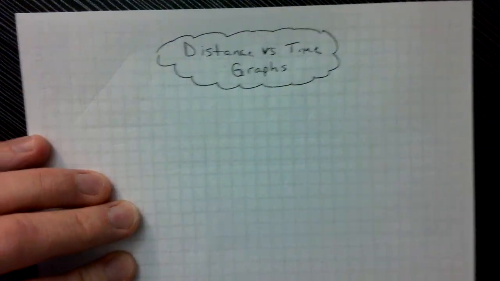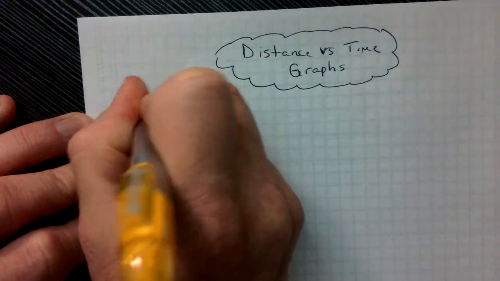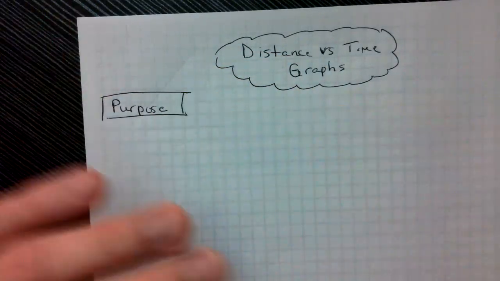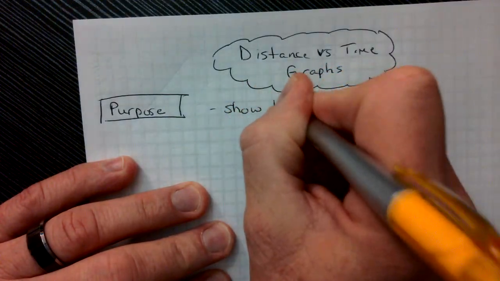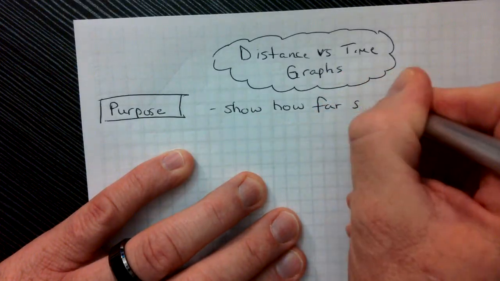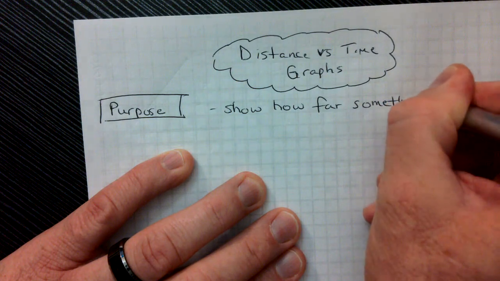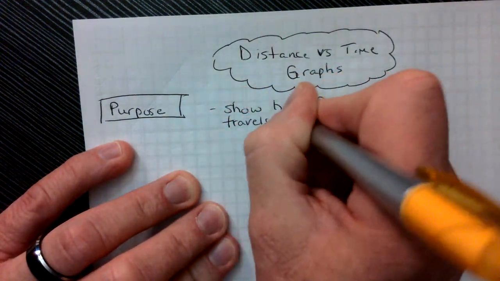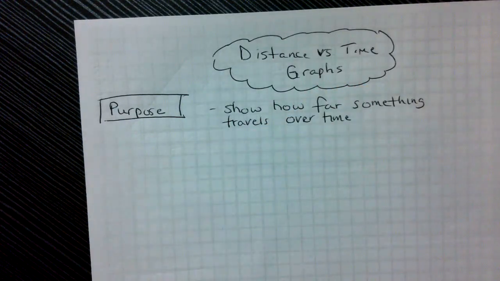All right. So the purpose of a distance versus time graph is this, and we're going to write this. The purpose is to show how far something travels over time. To show how far something travels over time.